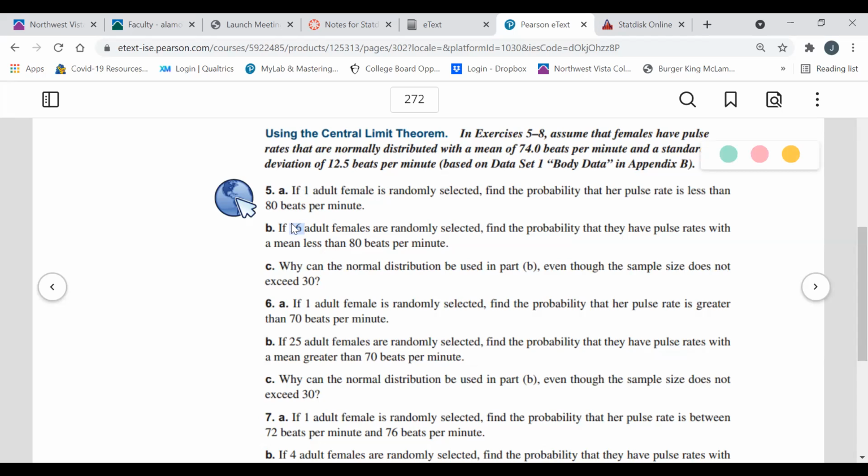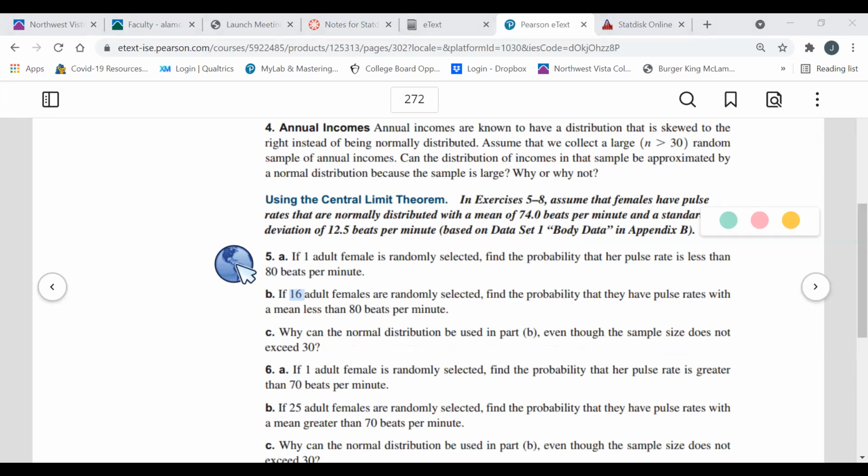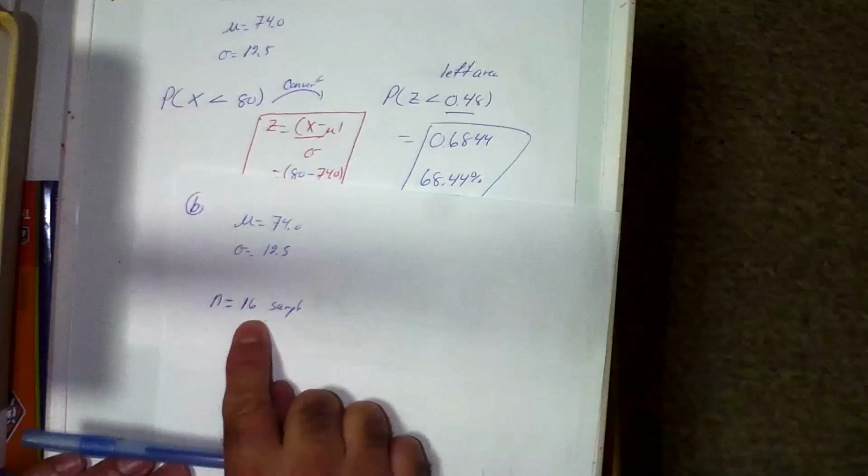16 adults. So this one is a multiple sample, right? So that means our mean is still 74. Our standard deviation is 12.5. But my n, that's my n. My n is going to represent the 16 because it's 16 samples. So this is where you all are going to apply the central limit theorem because it's more than one sample. All right, so let me show you how it works. So I have n is 16 samples.